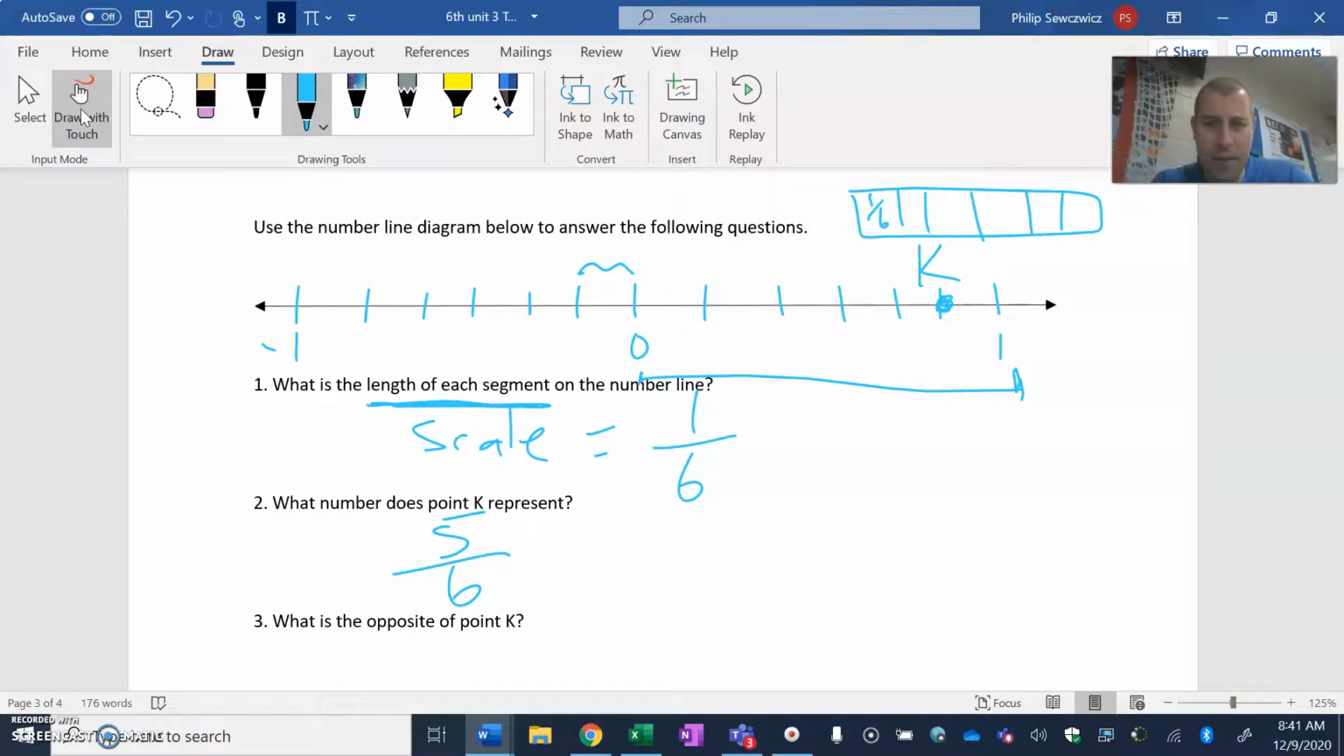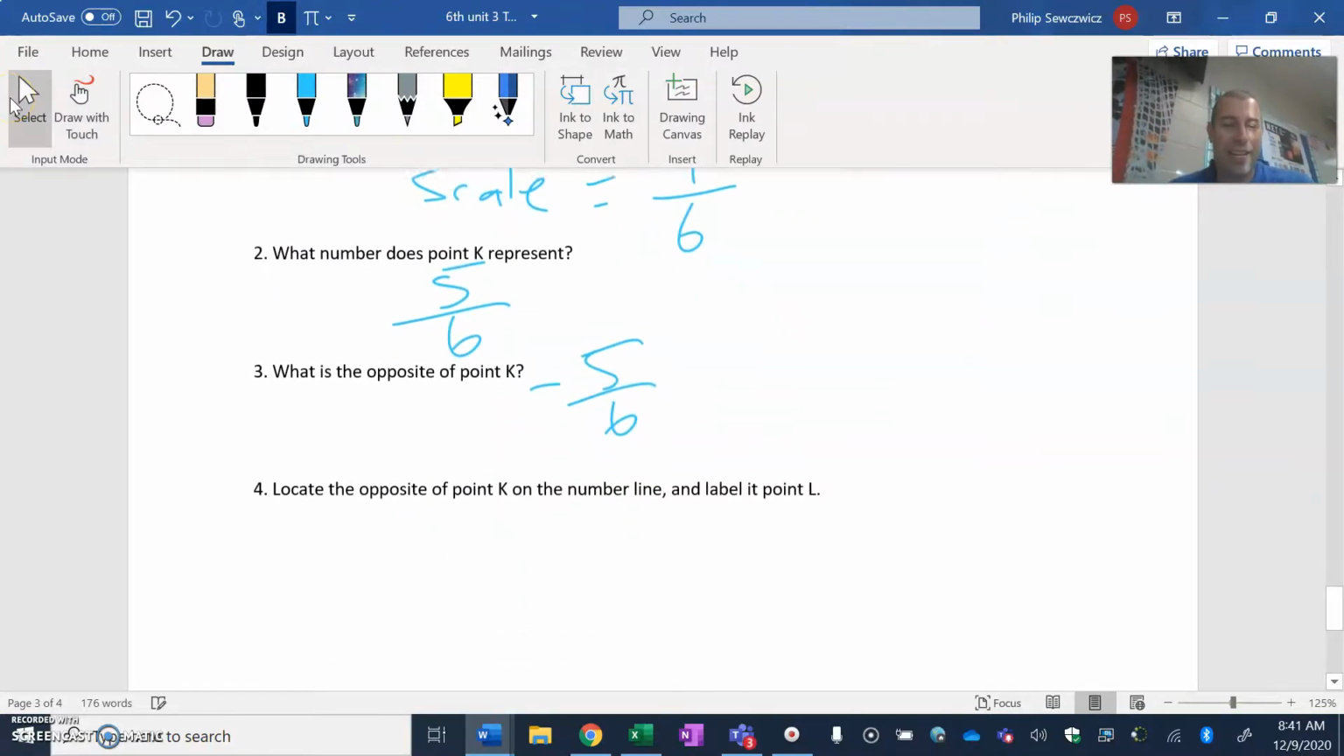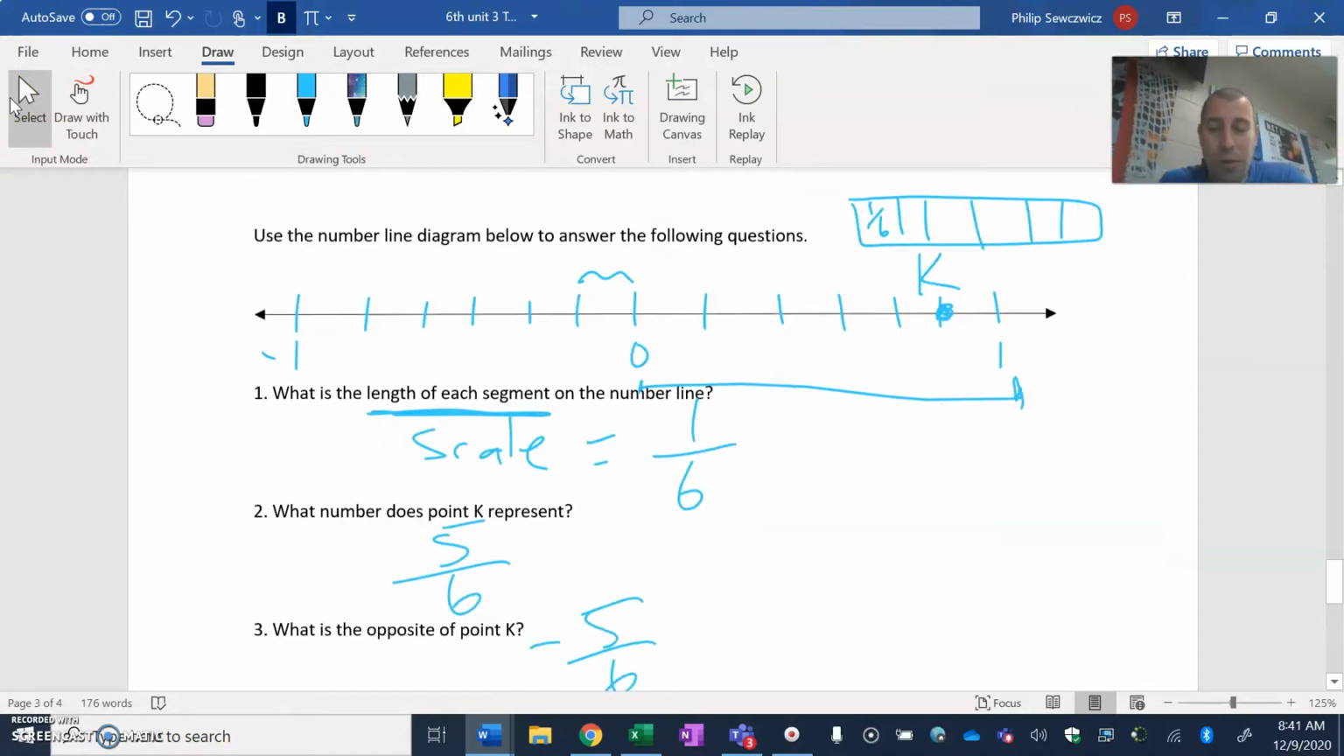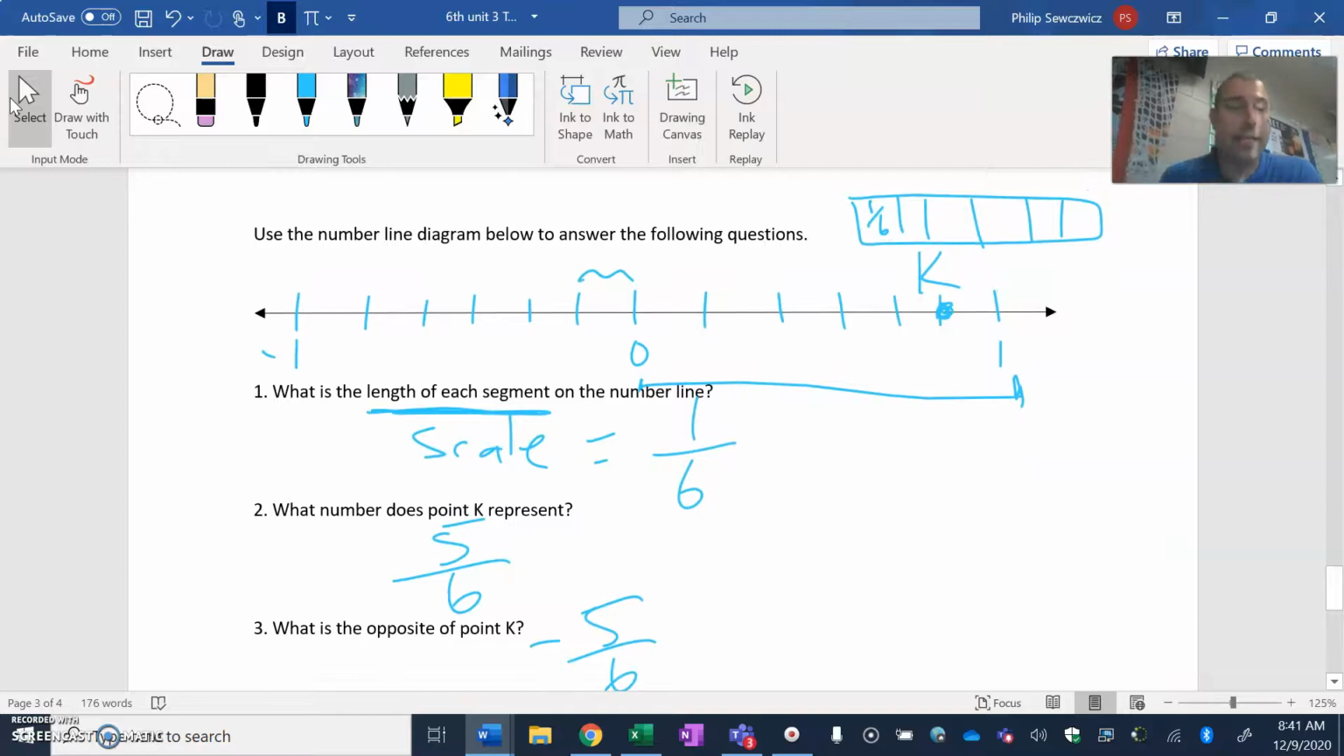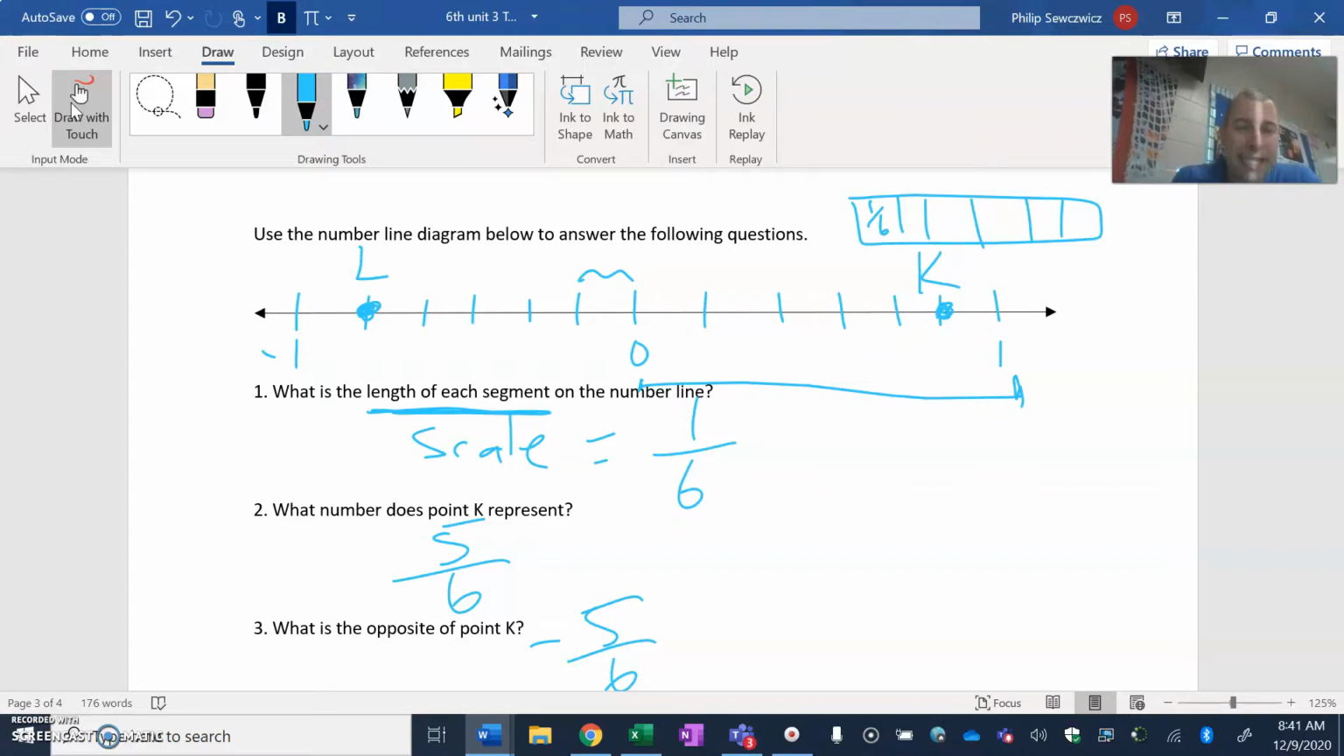The opposite of K. Well, remember, opposites are all about changing the signs, because it's the same distance from 0 on a number line. So if I've got a positive 5/6, the opposite would be a negative 5/6. Locate the opposite of point K on the number line and label it point L. Like we said, it's negative 5/6. So we're going to go over on our number line, -1, -2, -3, -4. This is negative 5/6. There's your L. Keep in mind, the next one would be 6/6.